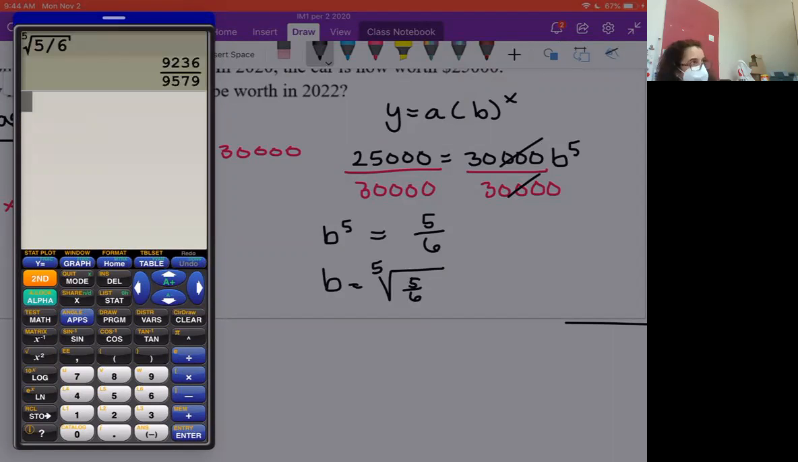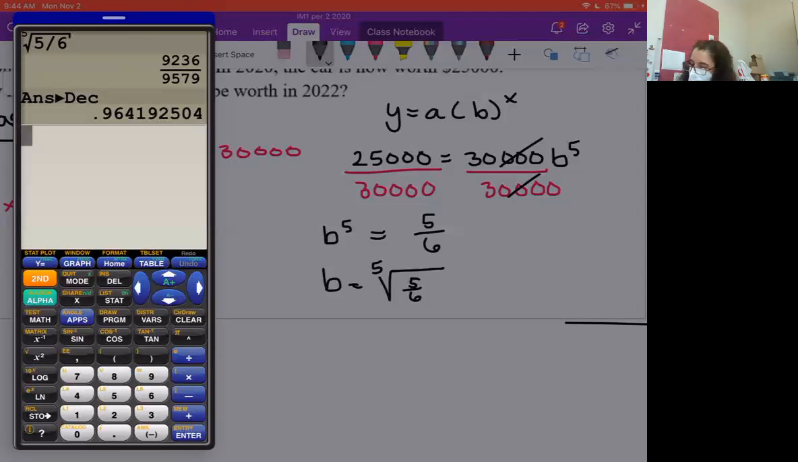Now that fraction I do not like, because the whole point of me writing 5/6 is that it was easier to write than the decimal form. That is not easy to write. 9,236, 9,579. So I'm definitely going to change that to a decimal. So it really just comes down to what's the easier way to write it. So 0.9642 to me is much easier.